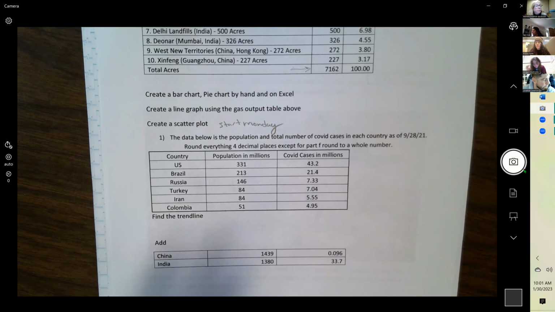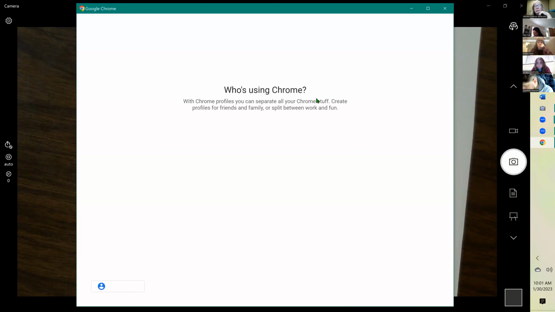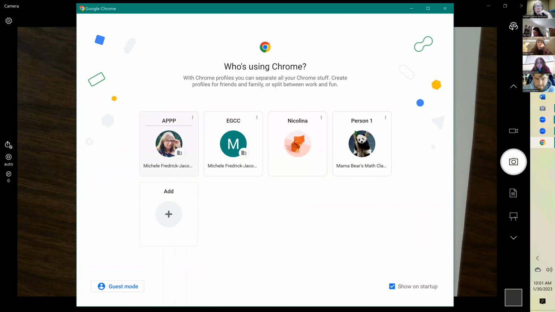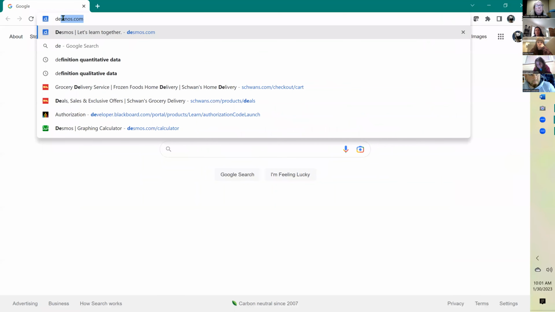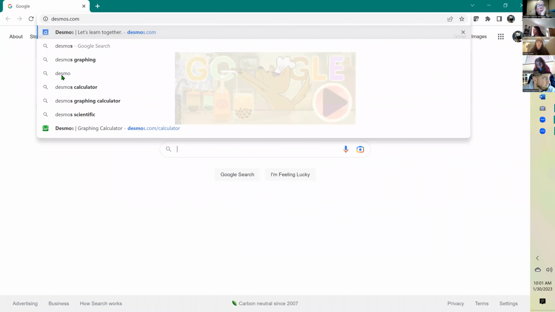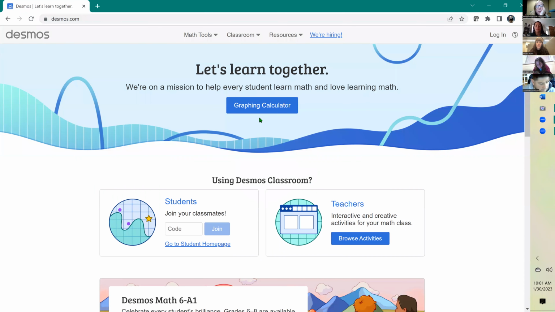hadn't done an example. So for an example, we're going to use Desmos. I think it's the most user-friendly. You can use Excel, but depending on the version, you have to download more things. So I think that Desmos is the most user-friendly for it. So you go to desmos.com and click on Graphing Calculator.